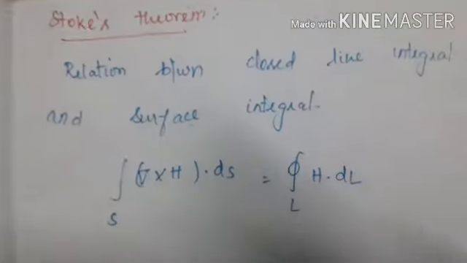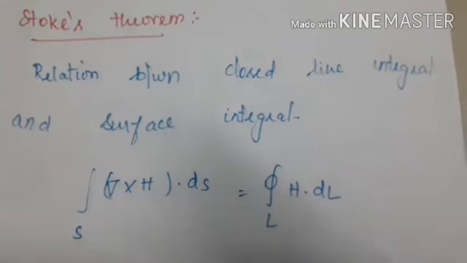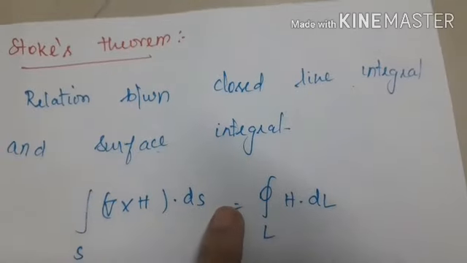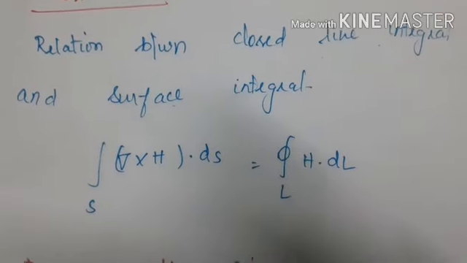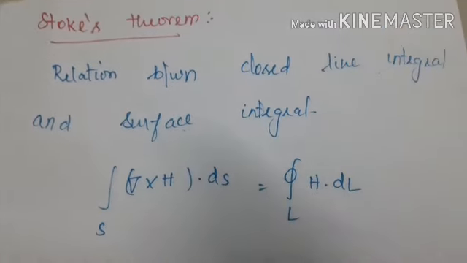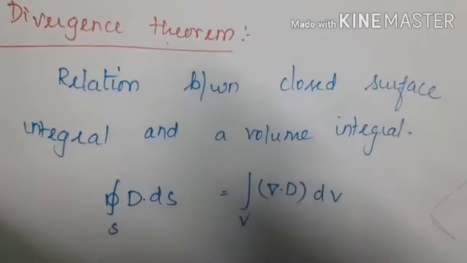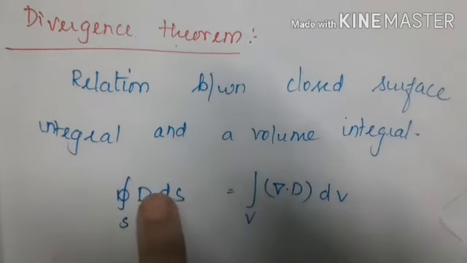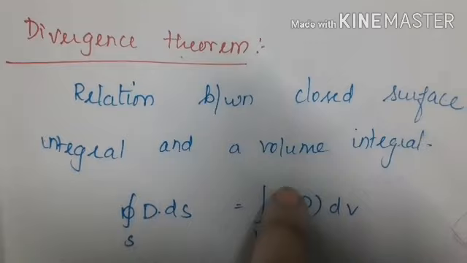Then our last topic, that is Stokes theorem. Stokes theorem is the relationship between the line integral and the surface integral. So the surface integral of del cross H is equal to the closed line integral of H dot dl. Right? This is said to be Stokes theorem. Whereas the divergence theorem is the relationship between the closed surface integral and the volume integral. So closed surface integral of D dot ds is equal to volume integral of del dot D. So this is our divergence theorem.